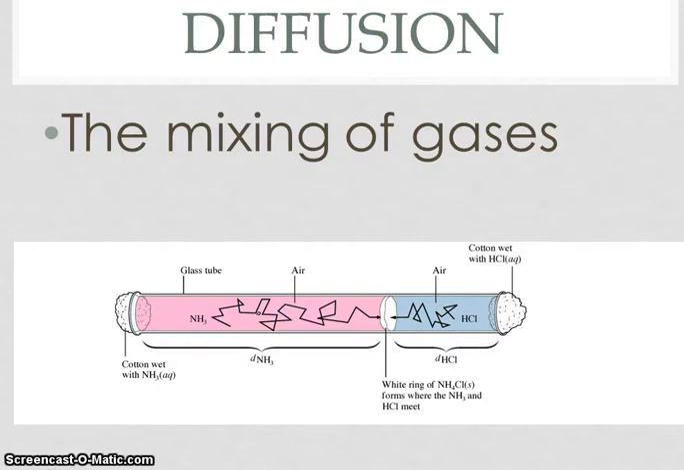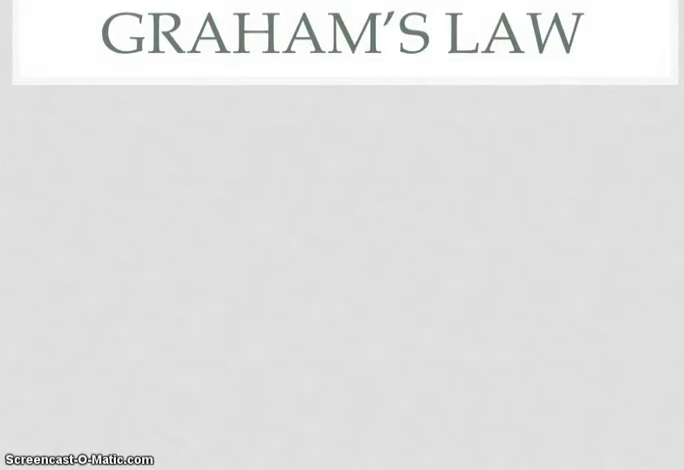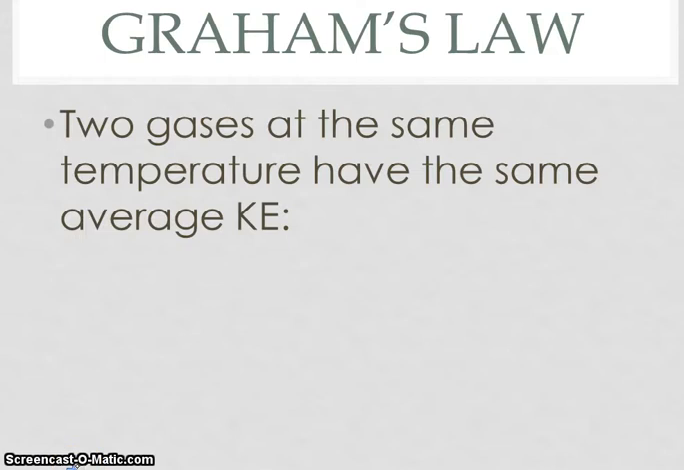And the reason for that has to do with the masses of the particles. The heavier the particles, the slower they move. The lighter the particles, the faster they move. So what we're talking about is what's called Graham's law. Let's say that we have two gases that are at the same temperature. If they're at the same temperature, they have the same average kinetic energy.